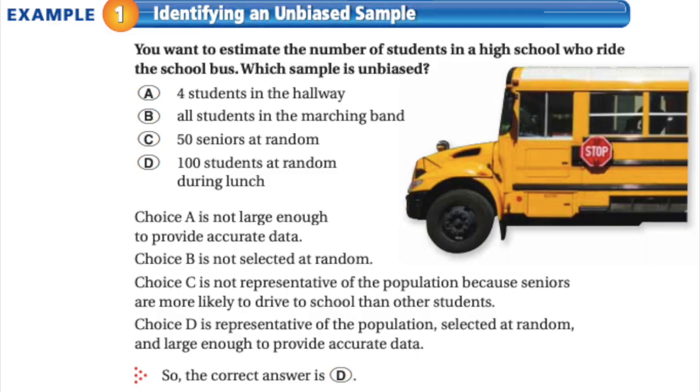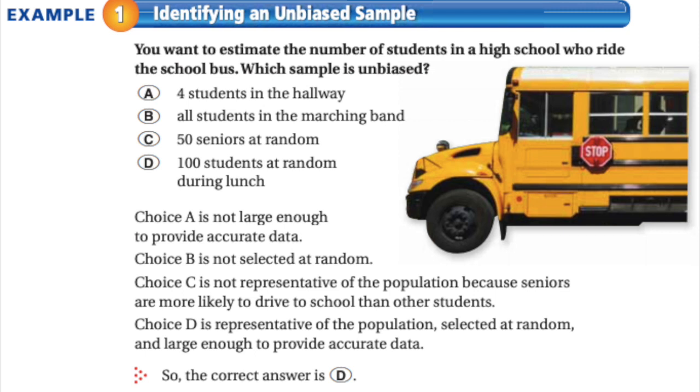Putting this information to the test, we'll check example 1 on page 442. It says you want to estimate the number of students in a high school who ride the school bus. Which sample is unbiased? A, 4 students in the hallway. B, all students in the marching band. C, 50 seniors at random. Or D, 100 students at random during lunch.